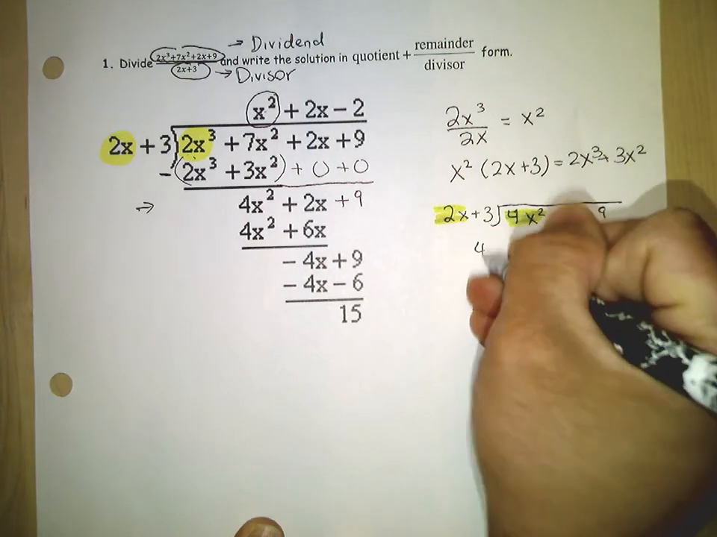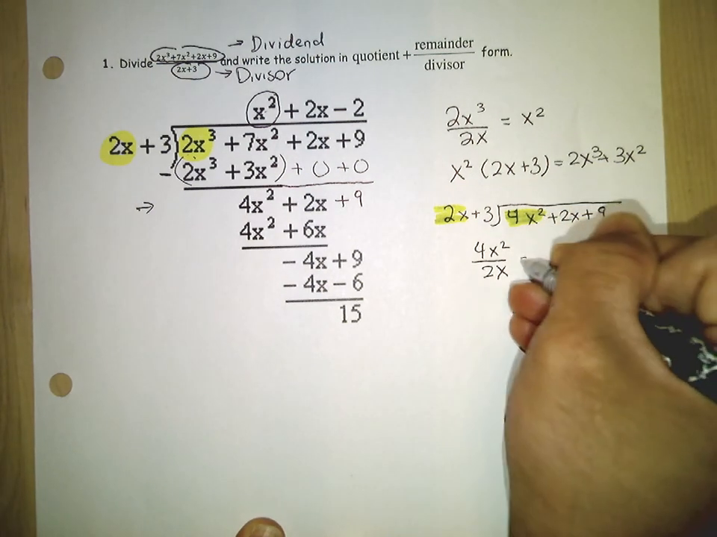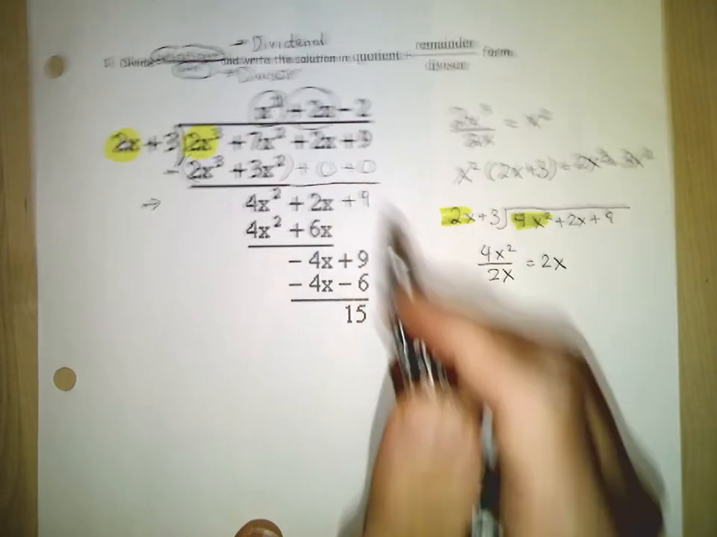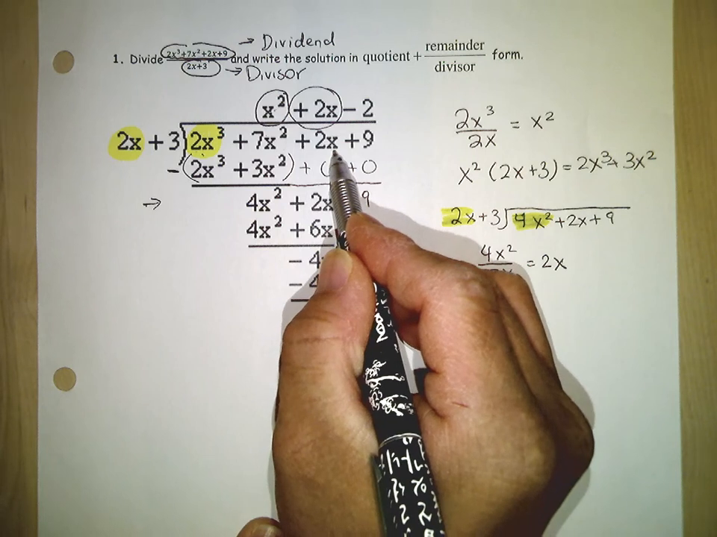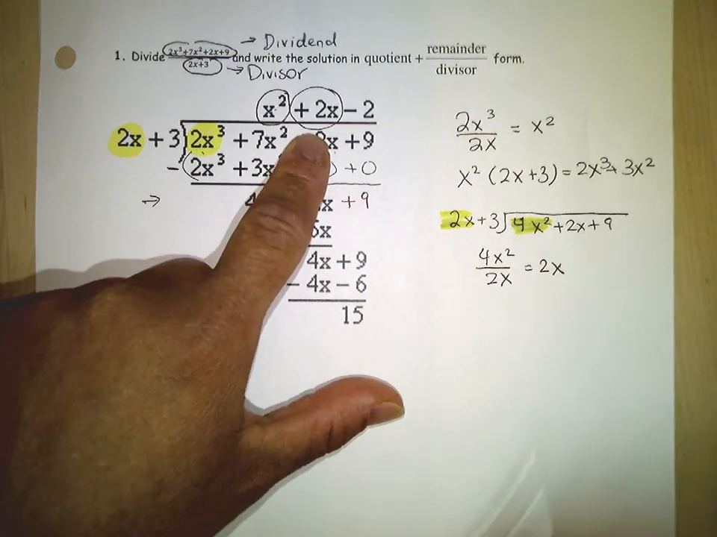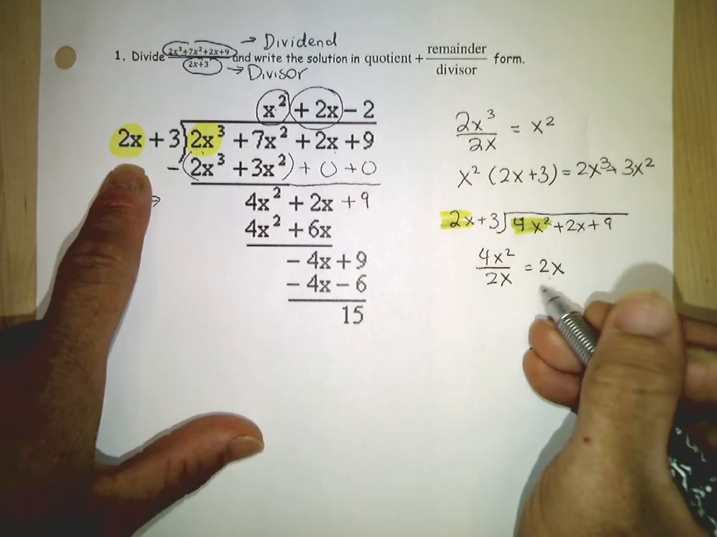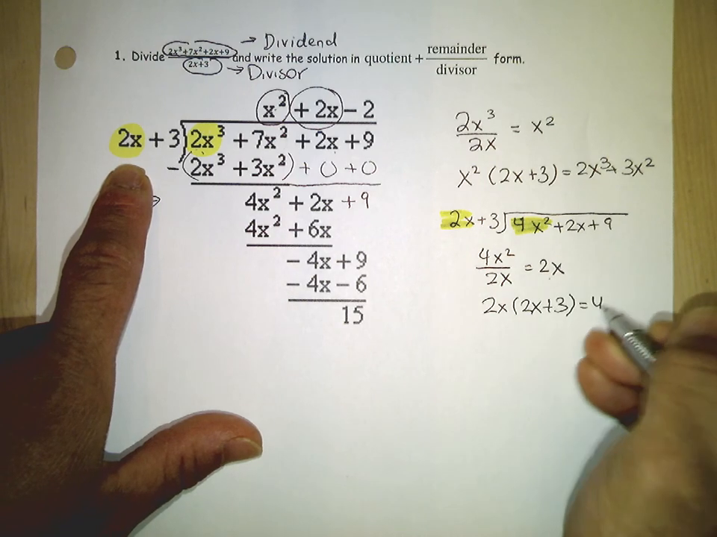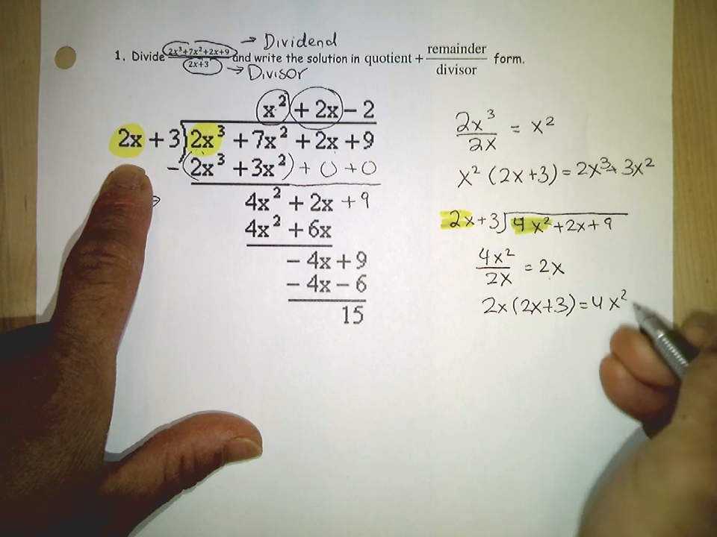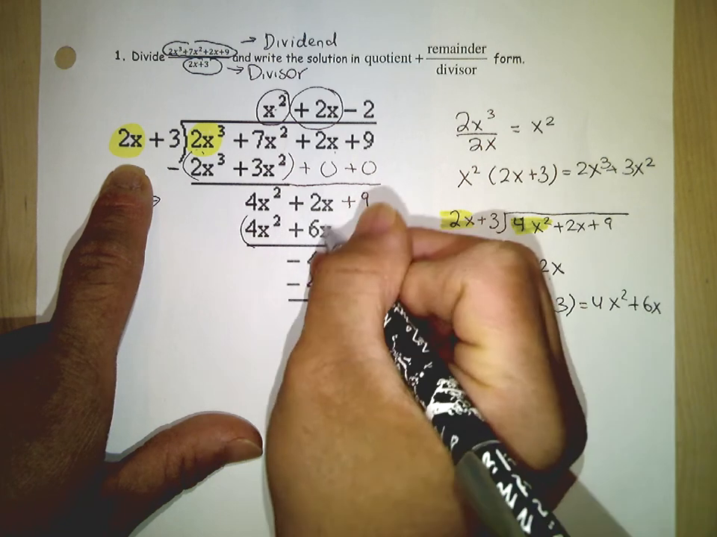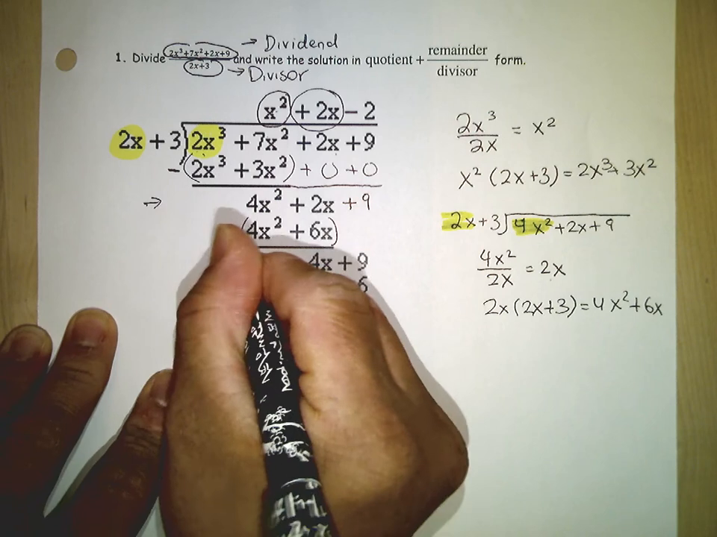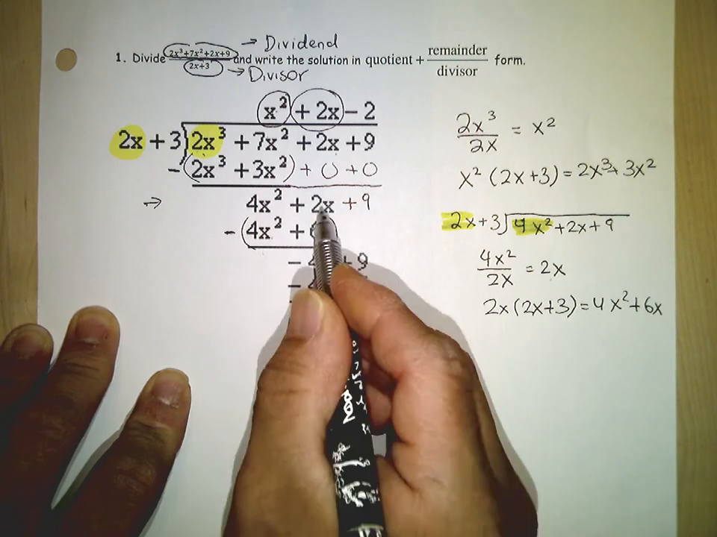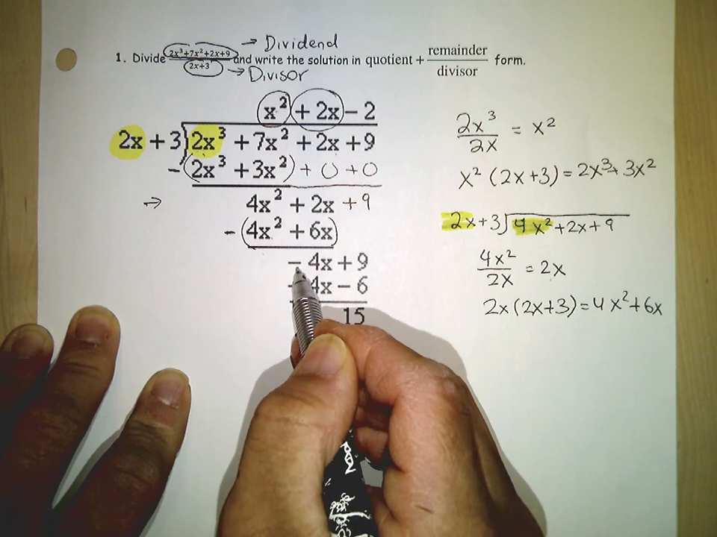So 4x squared divided by 2x is 2x, and that's where this plus 2x comes from, and I line that x above the x's. Then I repeat the process again, this quotient times the divisor, so 2x times 2x plus 3 is 4x squared plus 6x, and that's where this comes from. Then I subtract, so 4x squared minus 4x squared, 0. 2x minus 6x is negative 4x.